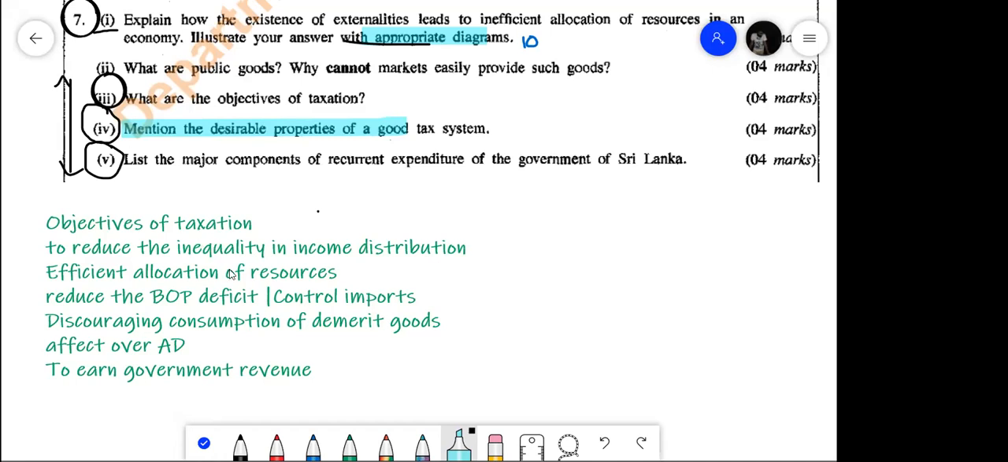I don't think you have to explain the points, right? Because they've said mention. So when they say mention or state, you can simply write points. You don't have to go into detail, right? Horizontal, vertical equity, I'll come to that maybe after class. Okay. So that's the desirable properties of a good tax system.